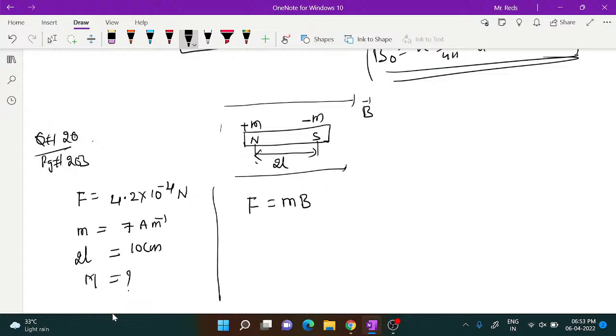So we can say from this, magnetic field B is equal to F by M, which is 4.2 into 10 to the power minus 4 by pole strength, 7 ampere per meter. Let us keep it as it is. But we are asked to find the dipole moment, the moment of magnet. Moment of magnet means the dipole moment of the magnet, that is capital M, which for a bar magnet is m into 2L, right?